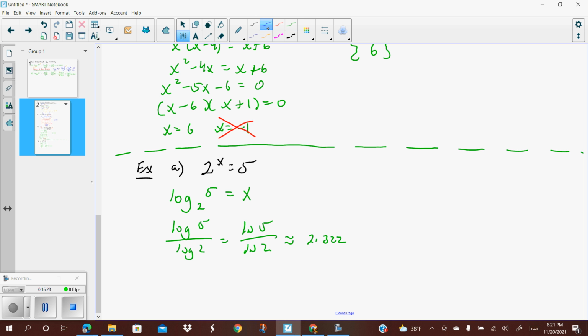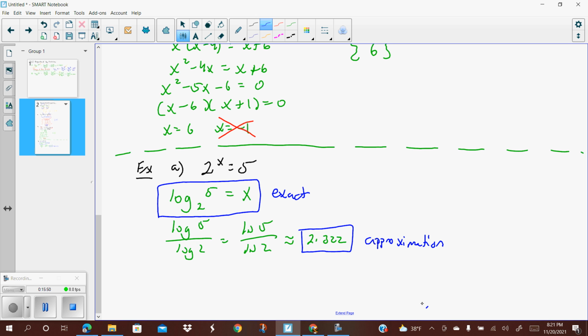So, very important to understand, this is exact. It is not an approximated answer. It is an exact answer. You will be asked to give exact answers. This is a decimal approximation, which has more meaning, but it is an approximation. It is not an exact answer. So when you're asked for an exact answer, give the first one. When you're asked for the approximation, plug into your calculator and give us a decimal approximation.